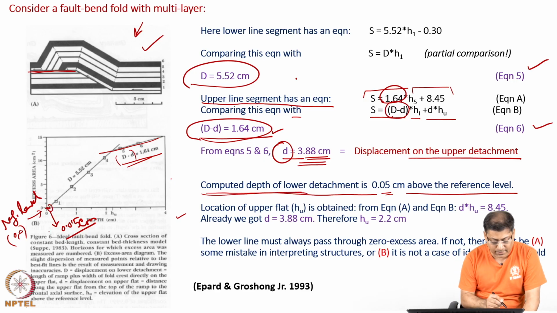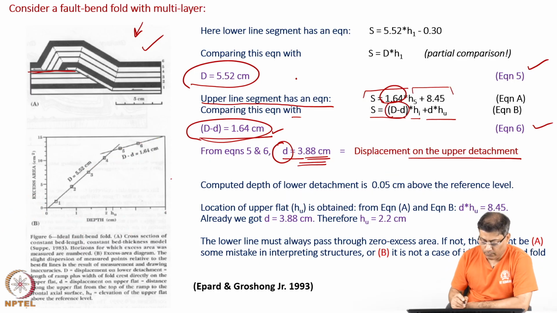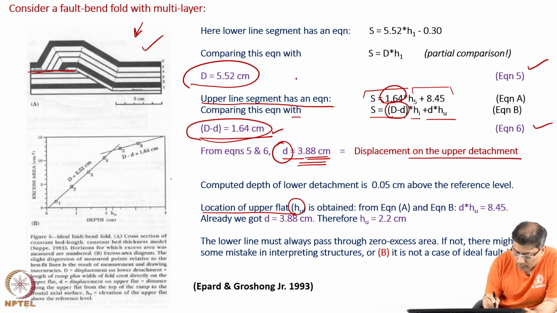Why above the reference level? Because from reference level towards the right hand side, if we move, I get that particular point of intersection between the lower segment of the line and the x axis or the h axis. So, the depth of lower detachment is obtained. Now, we want to find out the location of the upper flat or the HU distance. What is HU here? Draw this line, and this is your HU distance.